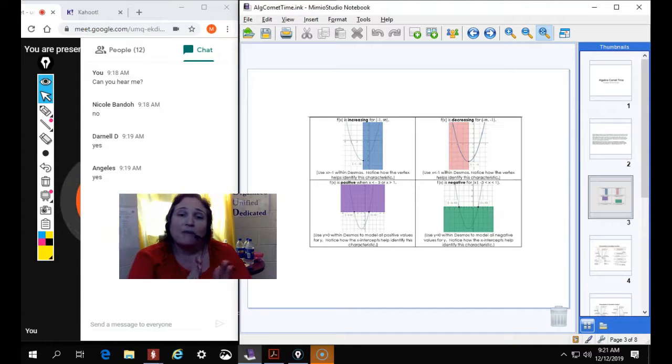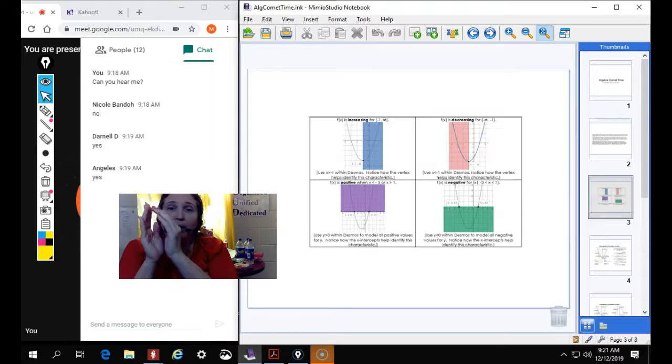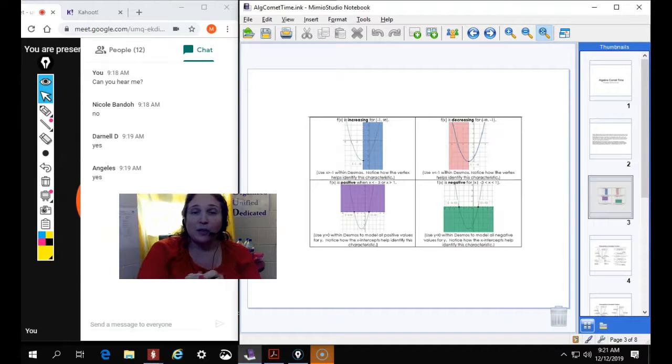When we talk about how a function is increasing or decreasing, that's kind of looking at what happens after the vertex. Are we moving up? Are we moving down? So in that blue picture, and you'll get the notes also on my website, I talk about, hold on one second.